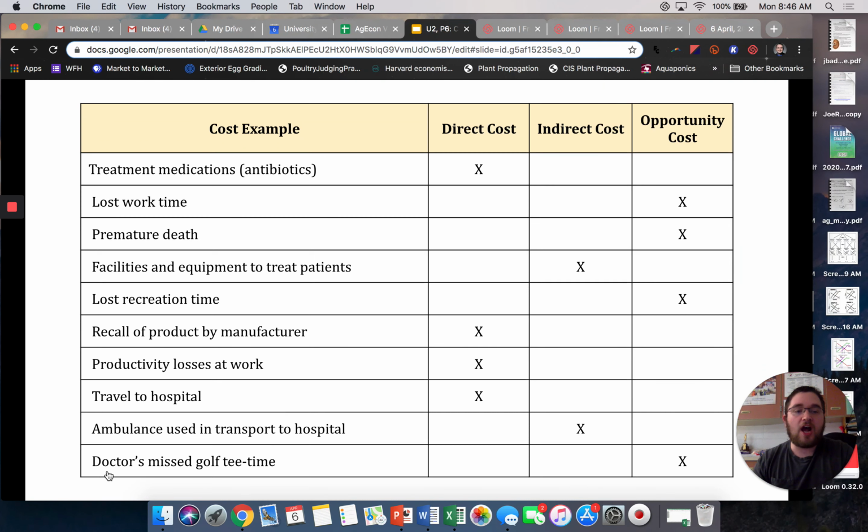And then opportunity costs would be loss of work time for you, premature death, loss of recreation time, and the doctor's missed golf tee time. Those are all examples of opportunity costs, things that you are sacrificing or that could occur in the event of this foodborne illness infecting you. Hopefully this was a nice review. Direct, indirect, and opportunity costs are a little bit complicated and challenging to understand.